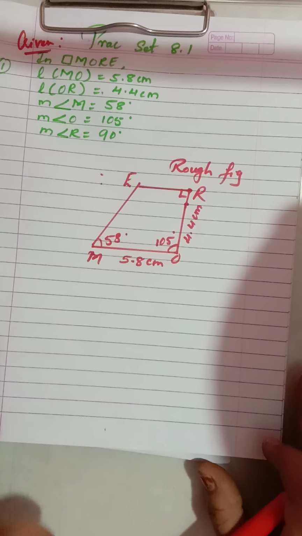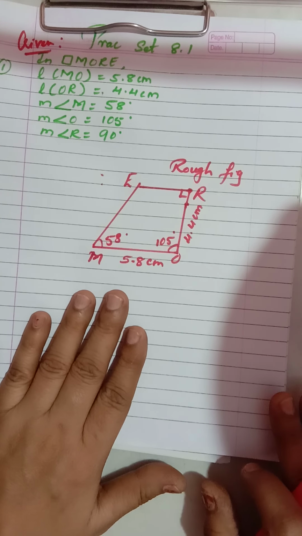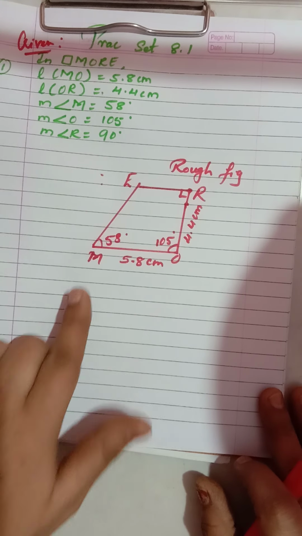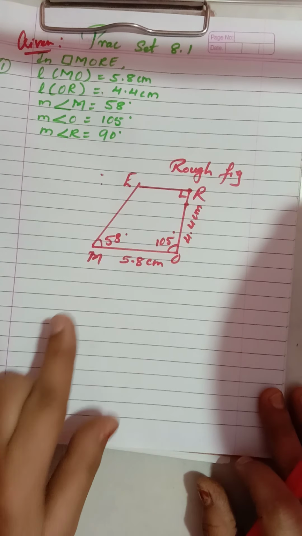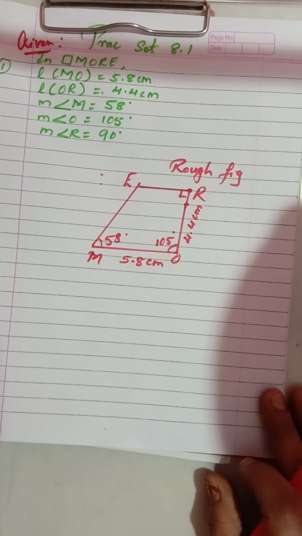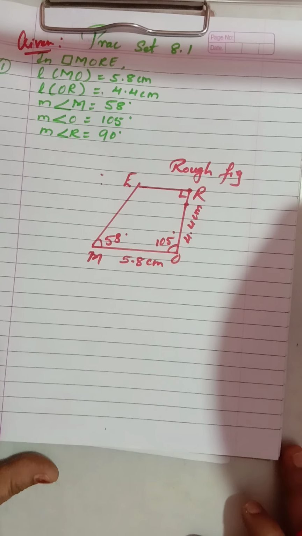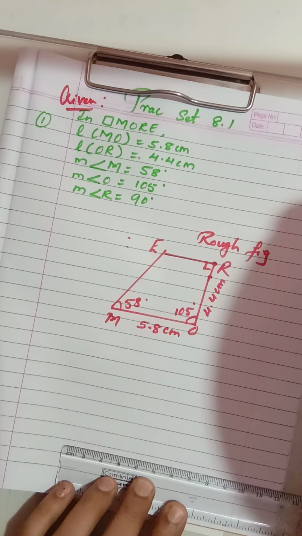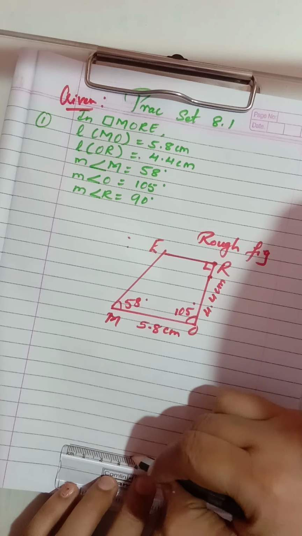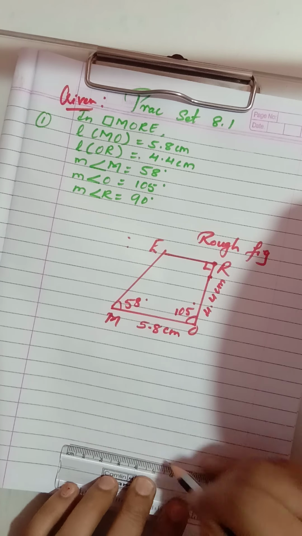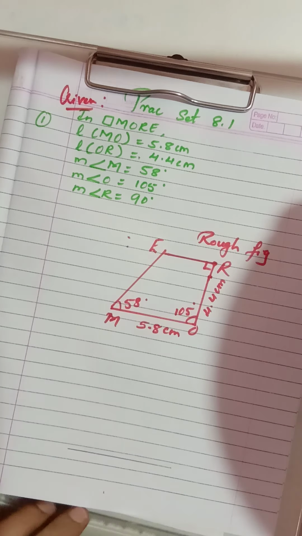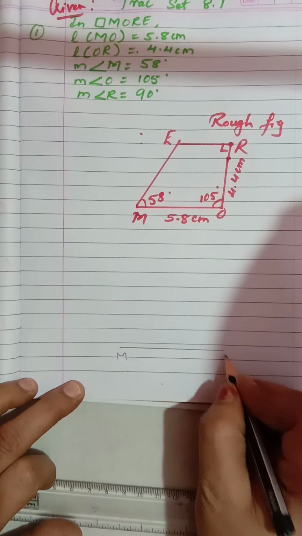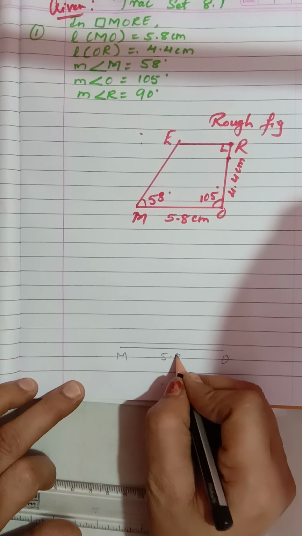Now see children, first thing, even in triangles we had drawn the base. Same thing in this quadrilateral also. First draw the base, that is MO. Whatever base is there, first try to draw the base. So let us first draw the base MO, 5.8 centimeter. Okay, see we have drawn the base 5.8 centimeter. Write down the naming MO, that is your 5.8 centimeter.